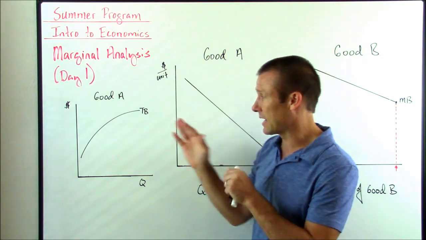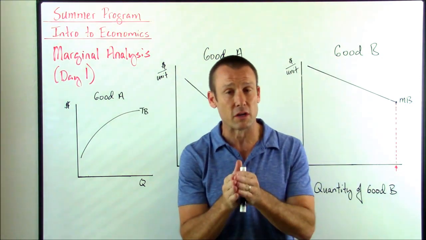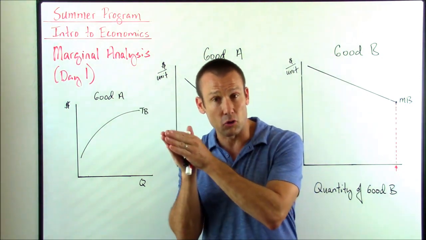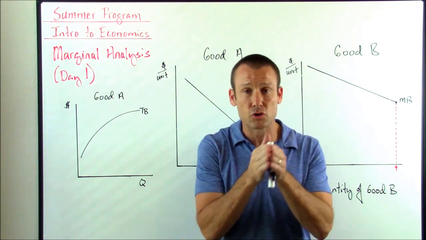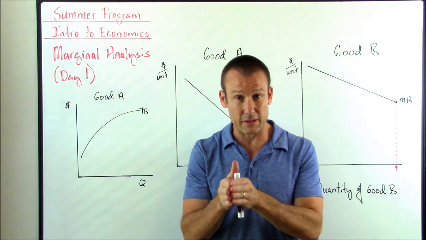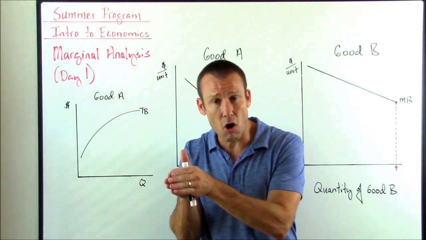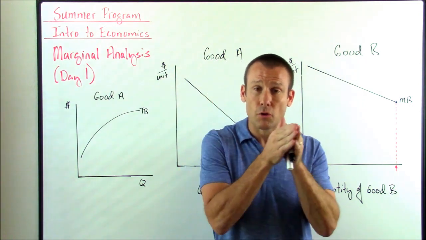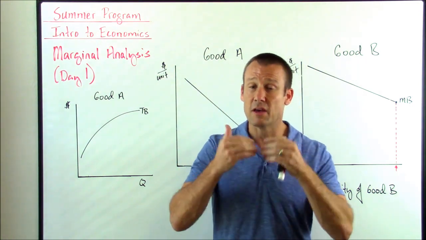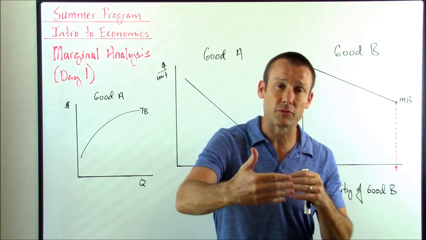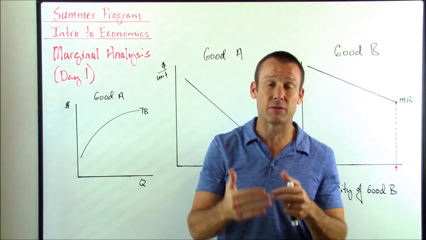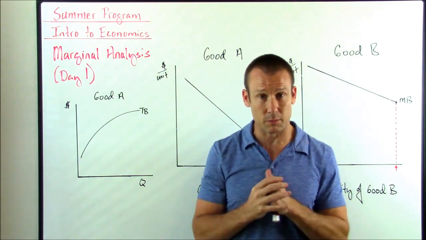So here's the idea, guys. Good A is a very typical good. It follows what we call the law of diminishing marginal utility. And let me just rephrase that. We can just think of that as the law of diminishing marginal benefit, which is this, guys. As we get more and more of something, the additional benefit is going to diminish. It's going to become less.